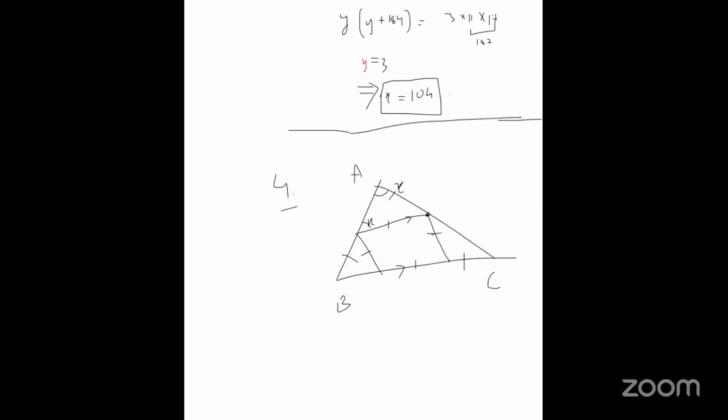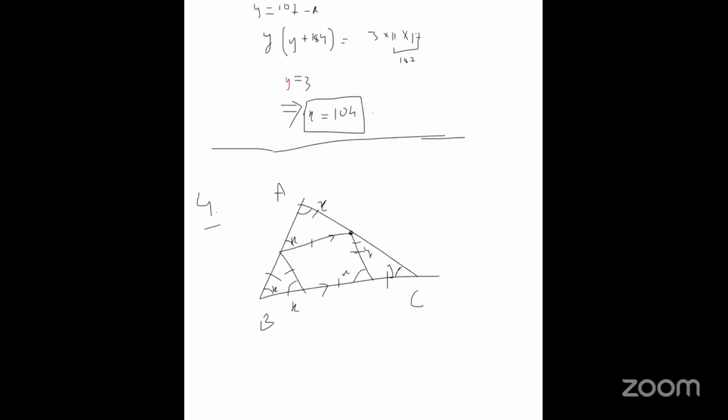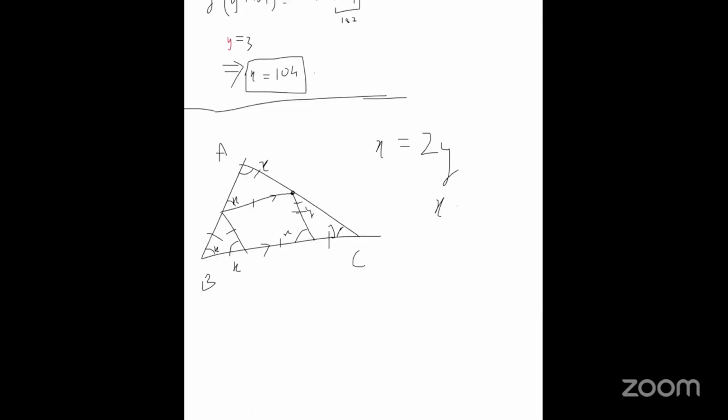This will just carry over to here, so this is equal to X. And now by isosceles triangle, this is also equal to X, which means this is equal to X. Finally, let's say this is equal to Y, then this is also equal to Y, and their sum is X. So X equals 2Y immediately. We also get X plus Y equals 180.